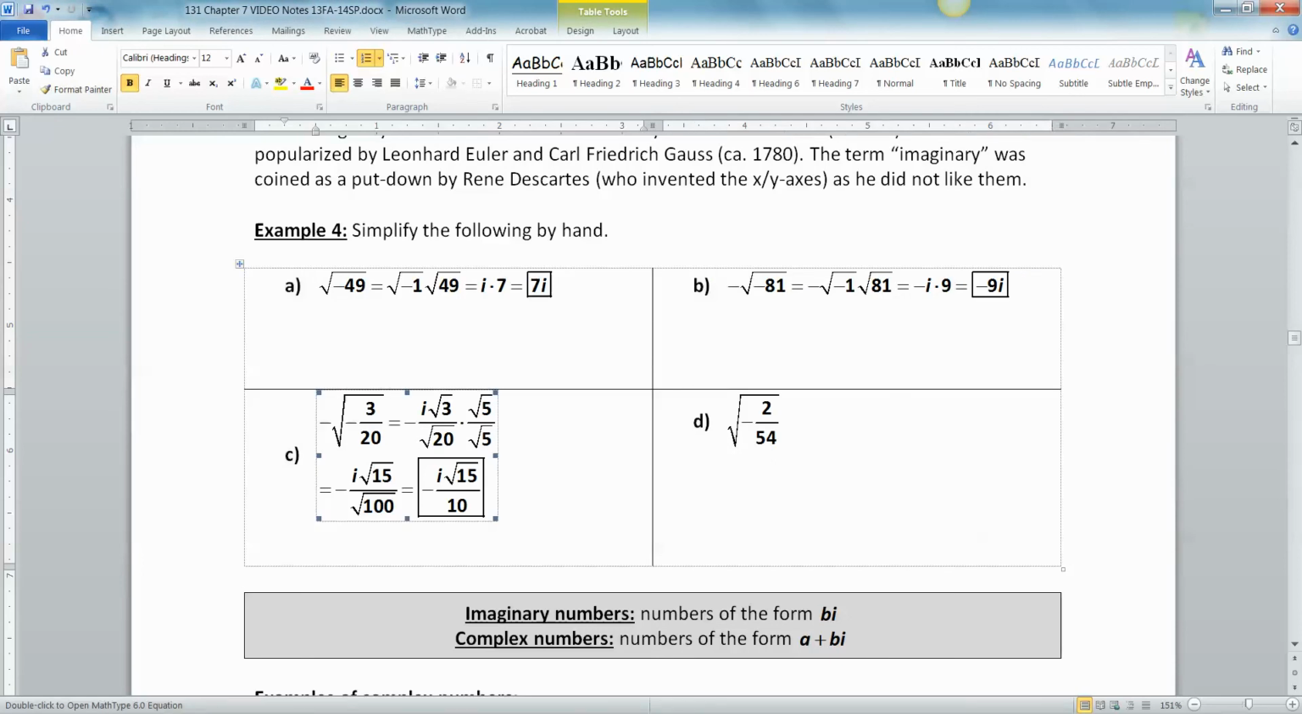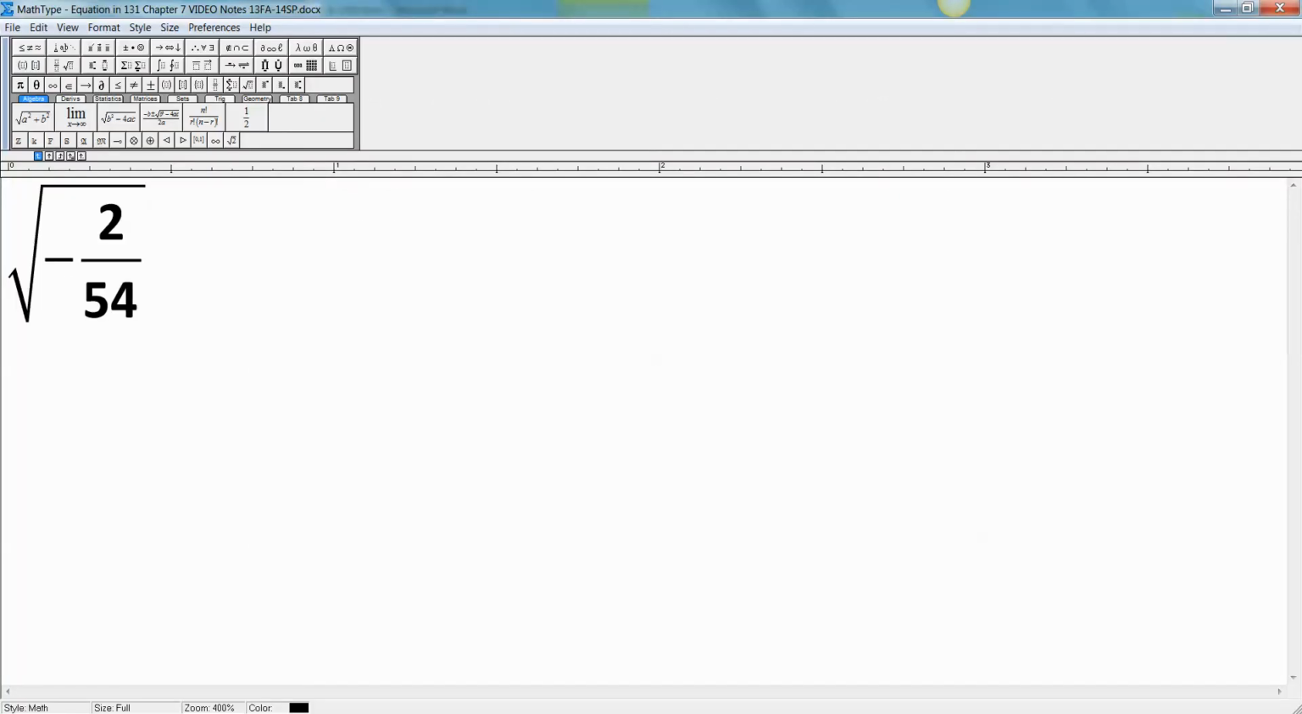There, I had to press enter to kind of get that to fit. All right, so now what about this one? All right, so the negative part's going to become i. And I'm going to break this up a little bit. So this is i in front, and then I'm going to take a moment and just reduce my fraction. That's 1 over 27, right? Because 2 goes into 54 27 times.